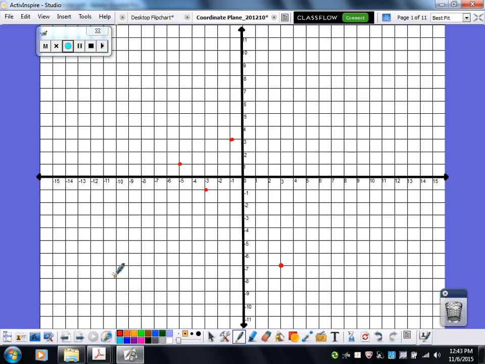Okay, but what happens if there aren't just dots, they're actually connected? Which means that now it's not just the dots that are part of the domain and the range. Now it's every single point that's in between. So my question is, we're going to do the domain first. How long do you think it would take you to list all of the values between -5 and 3?